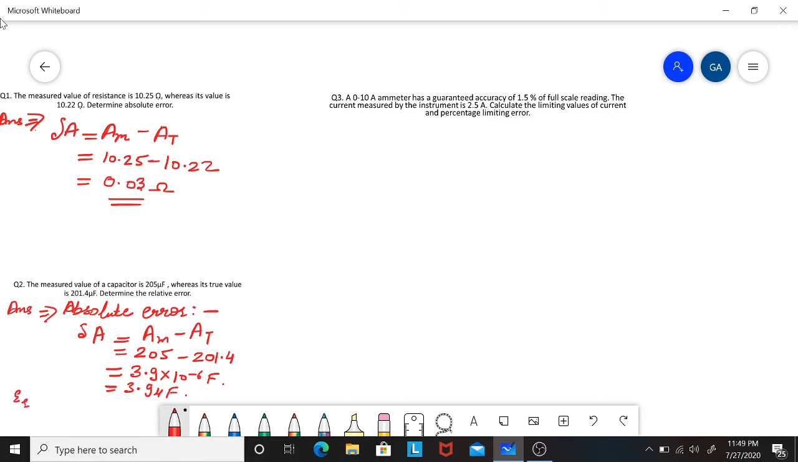Relative error is the ratio of static error, that is your absolute error, upon the true value, and if we are talking about percentage, then we need to multiply it by 100. But here they are not asking to determine the relative error in percentage. So firstly you can determine like this. What is your delta A here? Delta A was 3.9 and true value was 201.4, right?